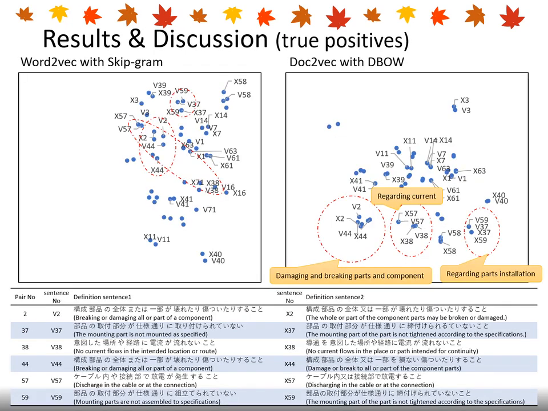This slide shows examples of the vectors of sentence pairs with true positives, focused on Word2Vec with skipgram and Doc2Vec with DBOW. When comparing Word2Vec with skipgram and Doc2Vec with DBOW, Doc2Vec with DBOW made some clusters of similar definition sentences. The definition sentence example also suggests that Doc2Vec with DBOW is better at detecting sentences with similarities.